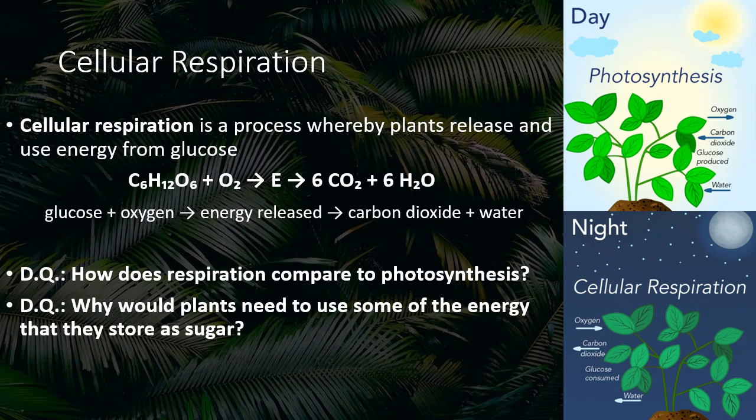Why would plants need to use some of the energy they store as sugar? If we don't ever use the energy, the cells can't stay alive. The cells consume energy in order to stay alive. So some of the food always has to be eaten, just as a base level to keep the plant alive. Ideally, we're doing more photosynthesis than cellular respiration. And if we're doing more photosynthesis than respiration, we have a positive net production of sugars, which will allow growth to occur.